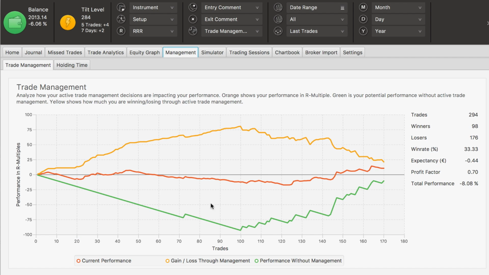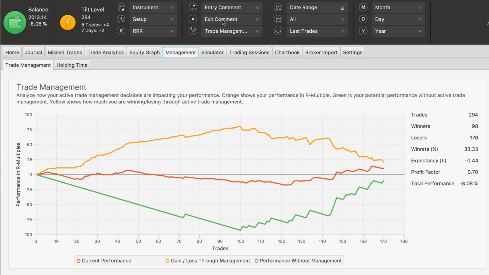So let's go to the trade management graph, because I suspected that the problem must be somewhere in the trade management. In the overall outlook, you can see that his current performance is below the green line, which is the performance without trade management. It just means, if the trader hadn't touched his trade after getting into the trade, what would the performance be like? And you can see here there's a positive tendency in the green line, which means that it seems like the trader is mismanaging his trades a little bit. And when we look at the yellow line, it shows us that he is losing money by actively controlling or managing his trades.